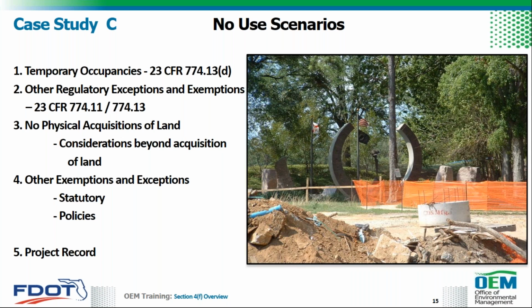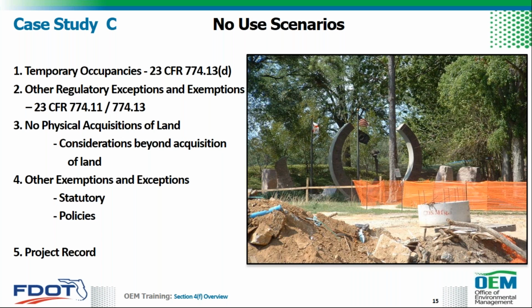Now, the 5 conditions that have to be met to ensure that a temporary occupancy will not rise to the level of a use within the meaning of Section 4F are, the first one is the temporary occupancy has to be less than the time needed for construction of the project. And we can measure the length of time for construction a variety of different ways. But whatever way we measure it, we want to make sure that the temporary occupancy is not longer or as long as the period of construction. And there should be no change in the ownership of the property either on a temporary or permanent basis.